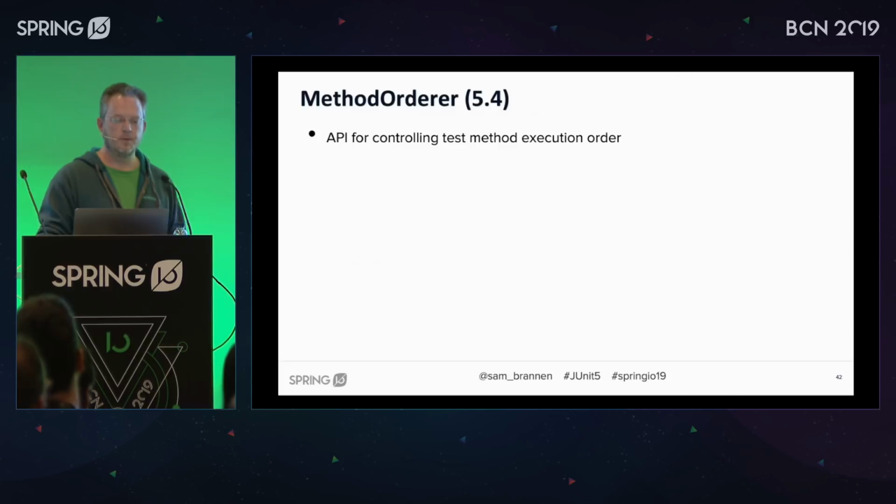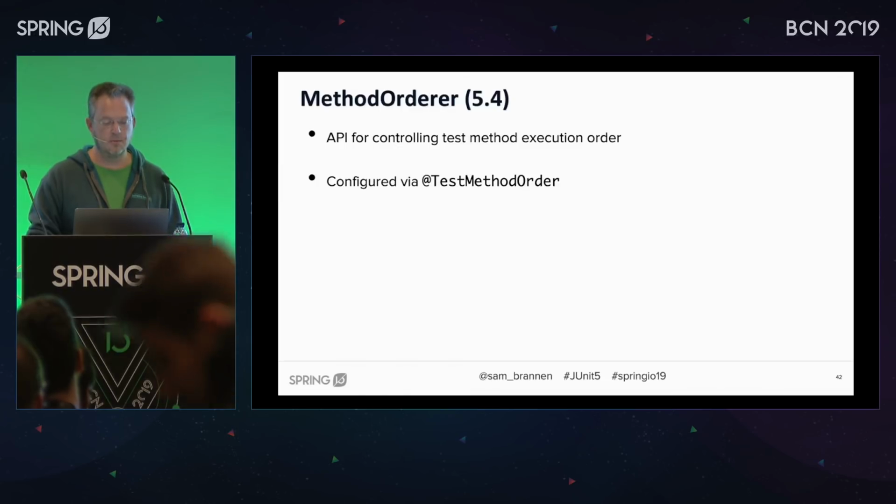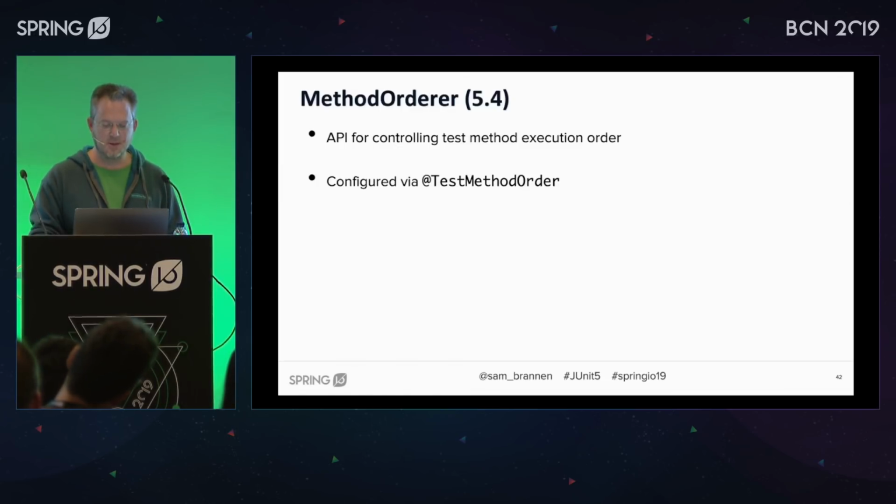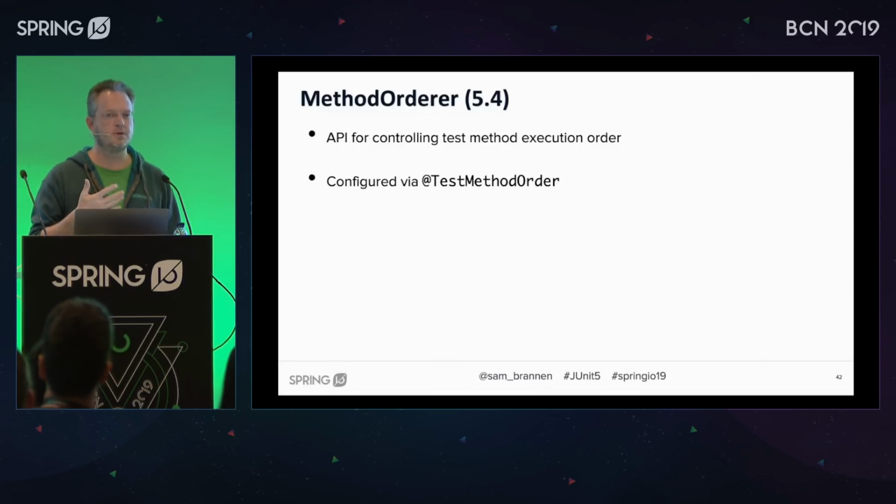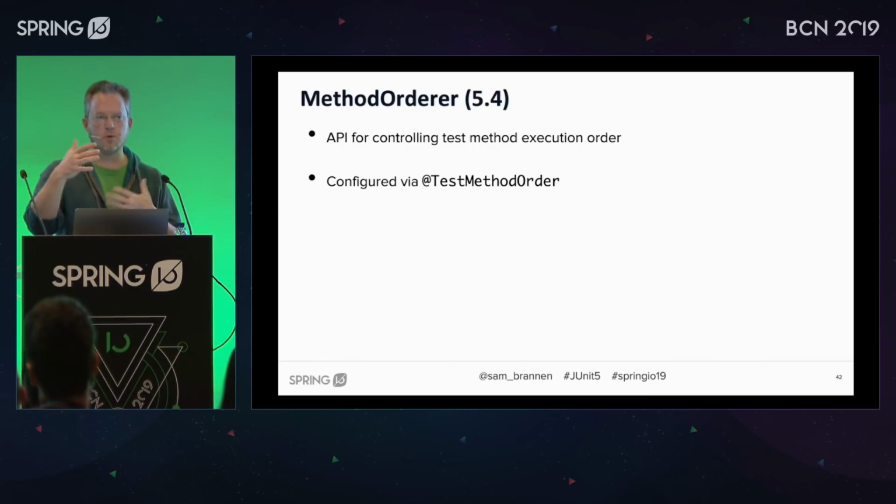So method order allows you to control the order in which the test methods are executed within an individual test class. Somewhat controversial, but let's not debate it here. In any case, sometimes there are needs. For unit tests, you probably should not be using this, but if you have some kind of integration test or functional test where the order matters with some kind of stateful thing or a database, then it might make sense to run them in a particular order.